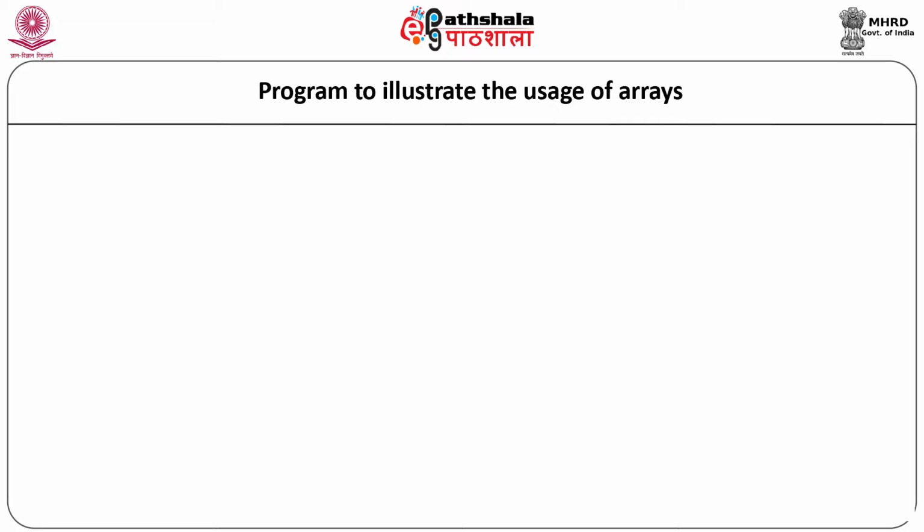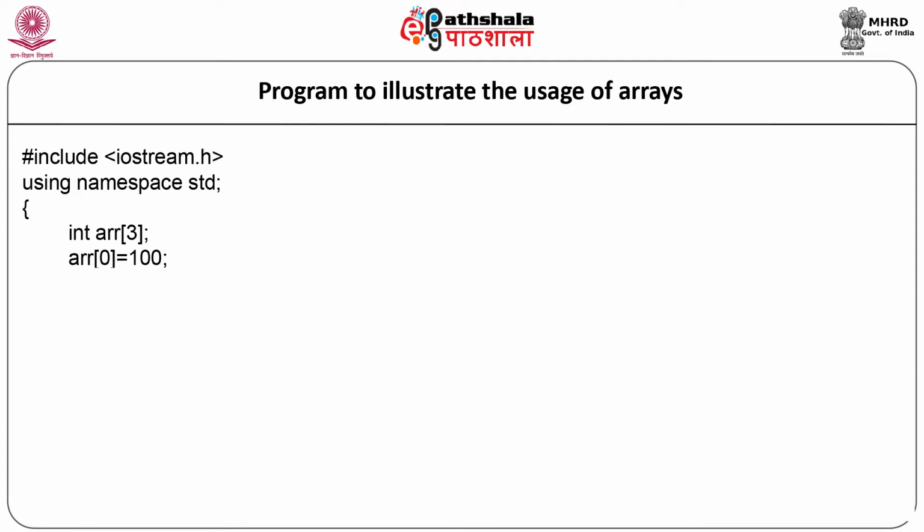Now let us see a simple program for the use of array. #include <iostream>, using namespace std. We will start with the main function. Here we are declaring the array as int ar[3]. The name of the array is ar and the size of the array is 3. Now we are giving 3 values to the array. Because the array will start with 0, we will start giving the value with 0. ar[0] equal to 100, ar[1] equal to 200, ar[2] equal to 300.